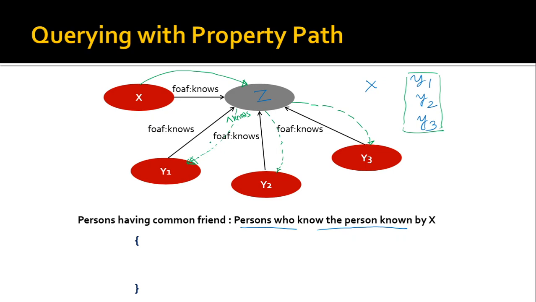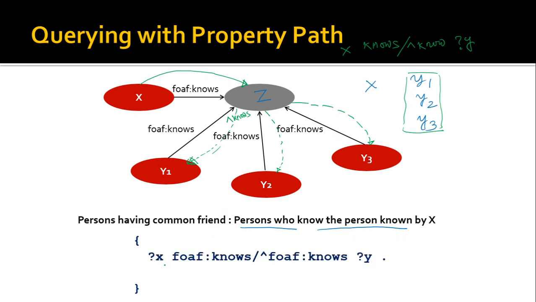So how do we represent this? We represent this like so. We start with knows. So we have X, knows, and then followed by knows inverse, right? So we are writing knows inverse. And whatever element is connected to X in that path pattern, let us name it, say, question mark Y, that will be our output. And you can see that Y1, Y2 and Y3 are becoming our output. So we can specify this path pattern as X FOAF knows forward slash then caret FOAF knows Y, right?